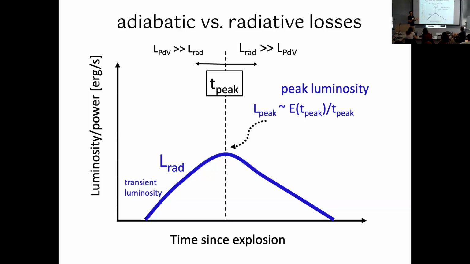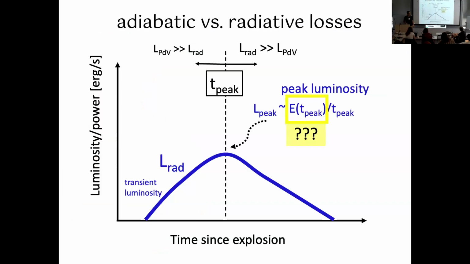So what is the peak luminosity? Well, when these two things are equal, where radiation is taking over the losses, then roughly speaking, at this point in time the peak luminosity is the amount of thermal energy the ejecta has at this time divided by that time. So the fundamental question for all transients becomes: how much thermal energy does the ejecta have at t_peak? Because that's going to control how bright it gets.